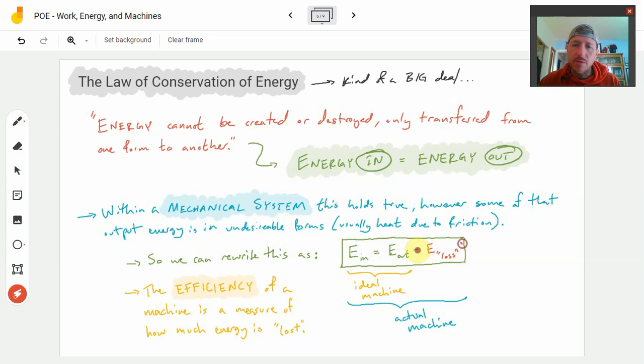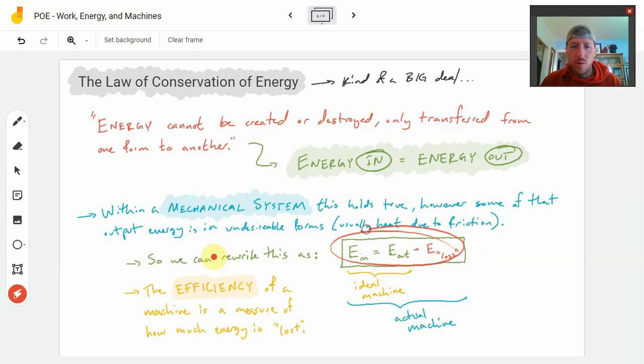But then there's also kind of energy that's lost, right? And that lost energy is the output energy that is in a non-desirable form, right? Which is typically friction or heat loss due to friction. So we could rewrite our conservation of energy equation for mechanical systems as the energy in is equal to the energy out plus the energy lost.